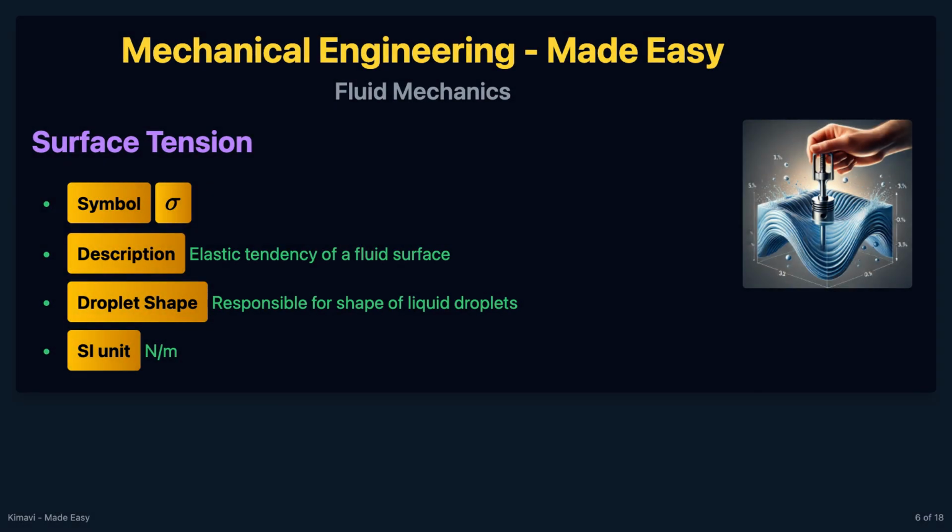Surface tension, represented by the symbol sigma, is the elastic tendency of a fluid surface which makes it acquire the least surface area possible. It is responsible for the shape of liquid droplets. The SI unit of surface tension is newtons per meter.